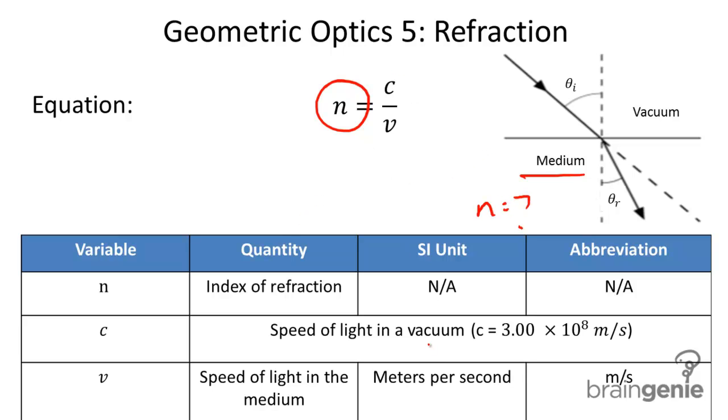And then C is the speed of light in a vacuum, which is 3.00 times 10 to the 8th meters per second. V, on the other hand, is the speed of light in the new medium. So what is the new speed? N is really a measure of the ratio between the speed of light in a vacuum and the speed of light in a different medium. Every different substance has a different value of N.